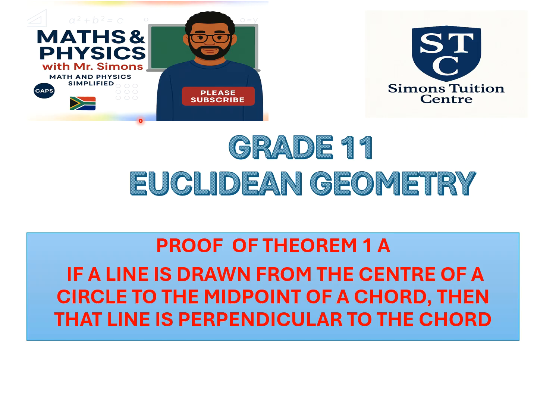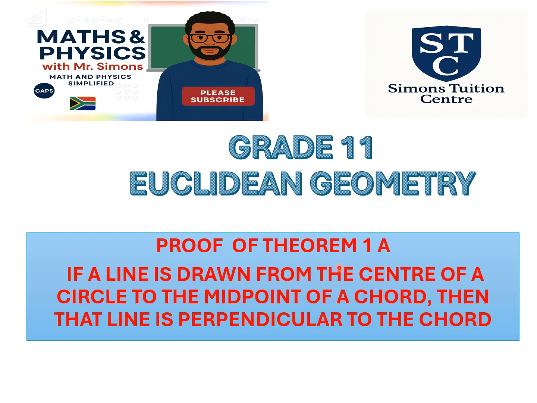So today I'm looking at grade 11 Euclidean geometry, and the first theorem and its proof, which is generally tested. They can test you on Theorem 1A or Theorem 1B. Theorem 1A goes as follows, and sometimes this is asked as a short question where you just fill in the missing words: If a line is drawn from the center of a circle to the midpoint of a chord, then that line is perpendicular to the chord.